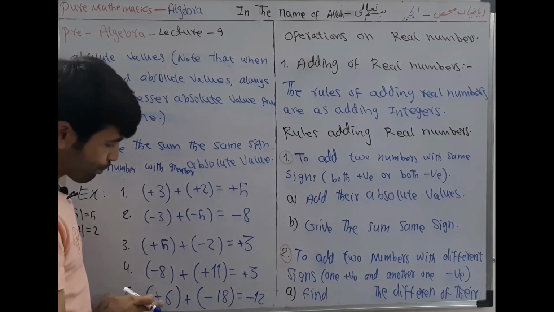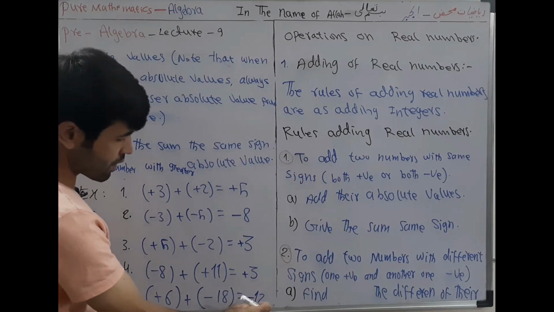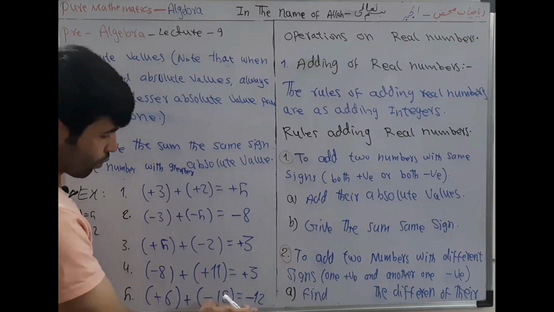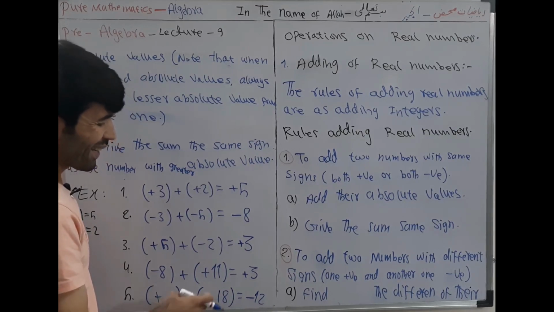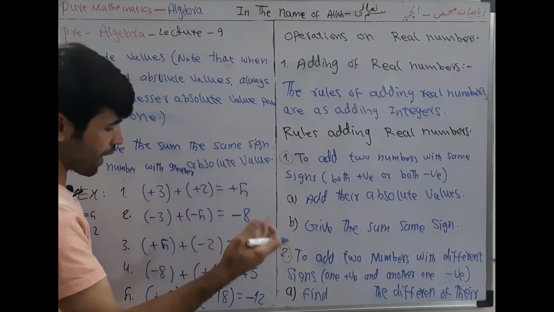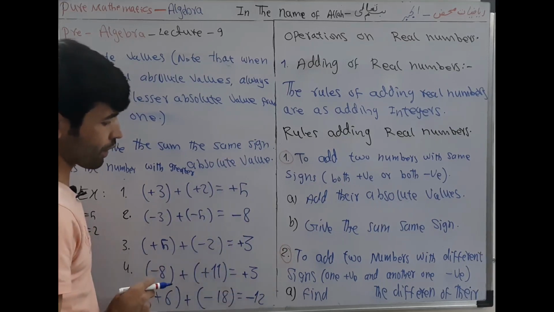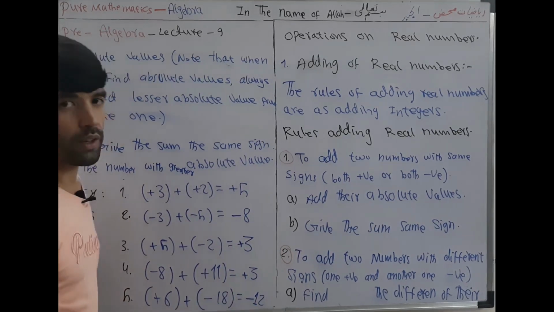Here we have plus 6. Here we have minus 18. We find their difference. Their difference is 12. 18 minus 6 is 12. But the negative number has greater absolute value. So it is negative. So we have to write negative. The sign of 12 is negative.